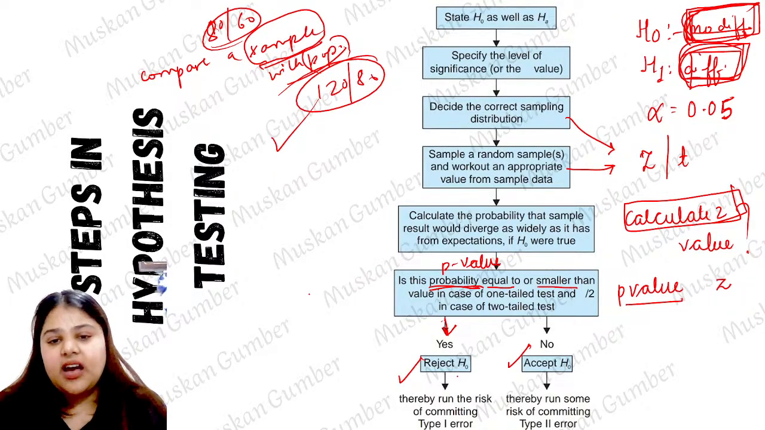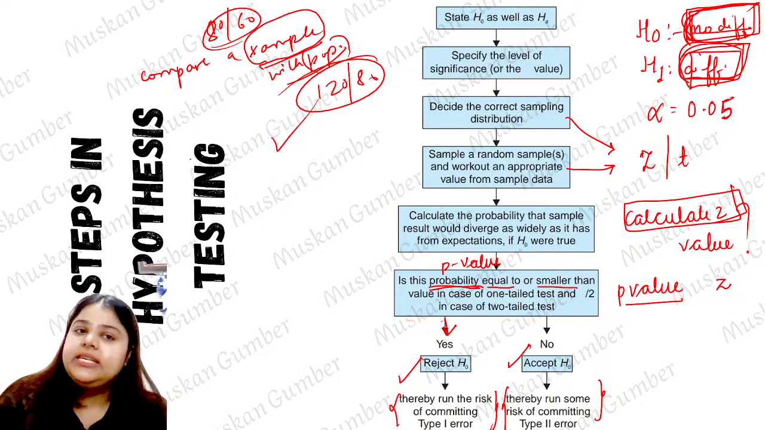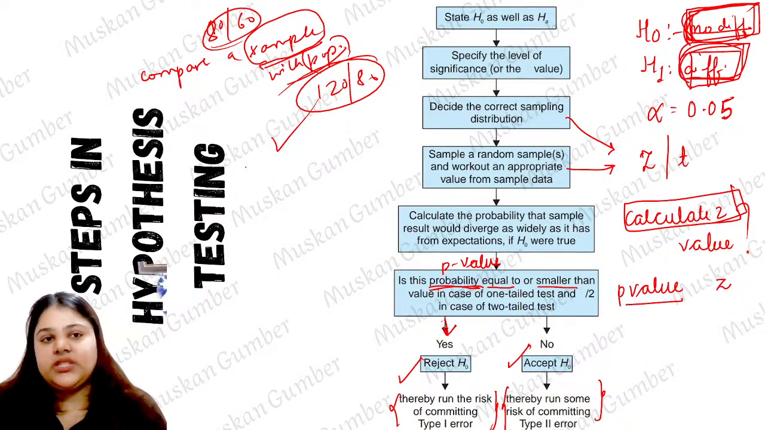If we reject our null hypothesis, then we have a chance of committing type 1 error. If we accept it, then we have a chance of committing type 2 error. That's about it. Clear, everyone?